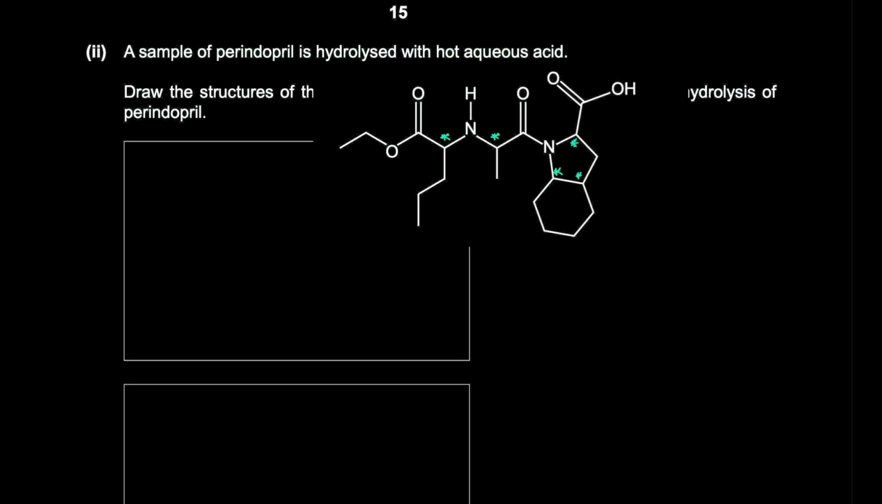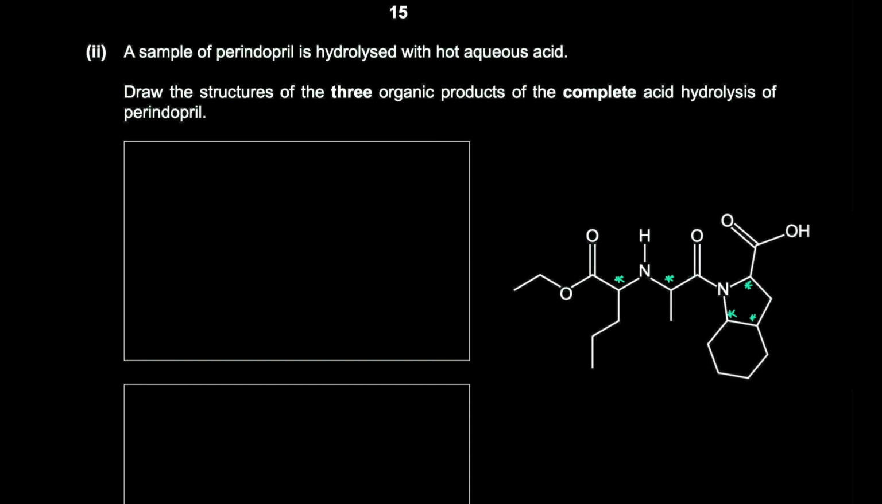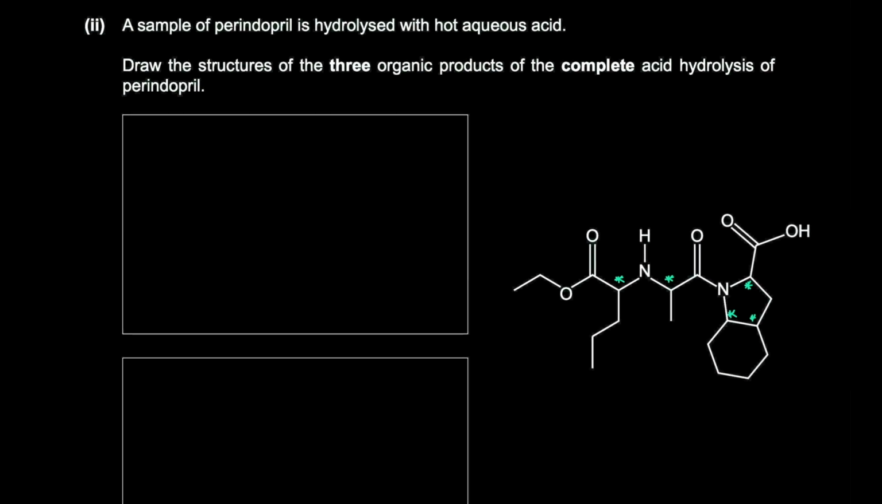Now what happens when this compound is hydrolyzed? Which functional groups will react when this compound is hydrolyzed with hot aqueous acid? You should know that it's the ester linkage and the amide that undergo hydrolysis. When esters undergo hydrolysis, the bond between the C=O and the oxygen breaks, and for amide it's the bond between the C=O and the nitrogen. So when this bond breaks, we end up making ethanol. So we have ethanol, that's one of the products.